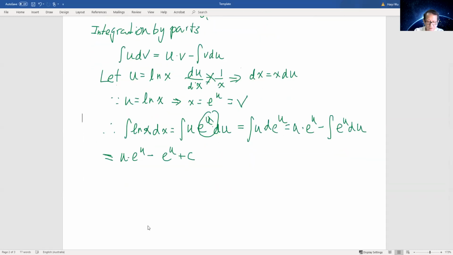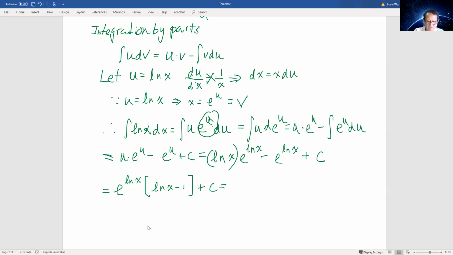So we're going to continue and change u back to log x. E to the power of u becomes e to the power of log x, in brackets, and minus e to the power of log x, plus c. We know e to the power of log x goes out, we factorize, so there will be log x minus 1 plus c. And e to the power of log x is just x. All right, so this is our log.